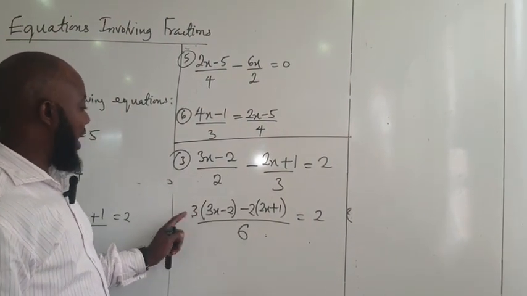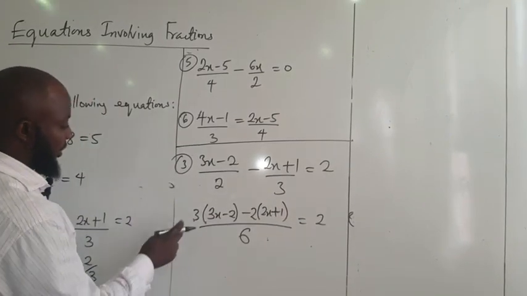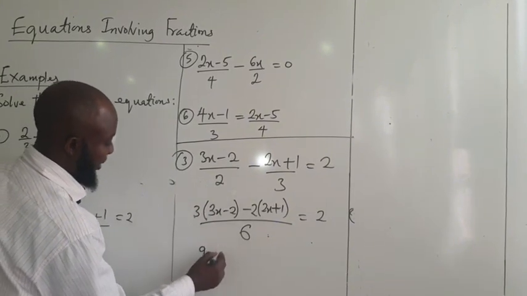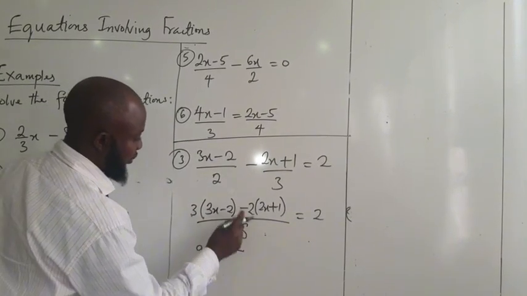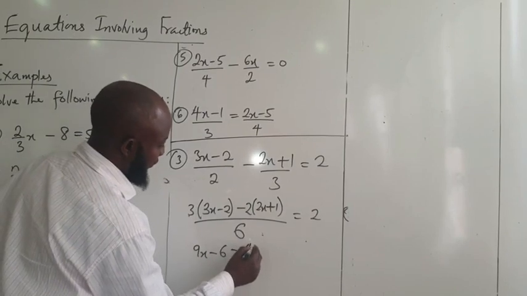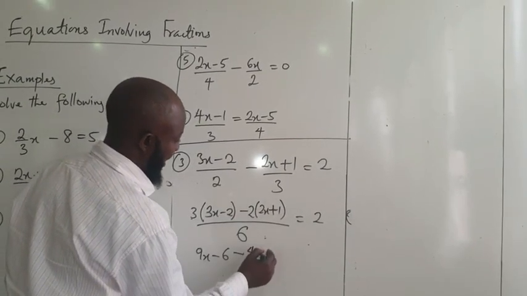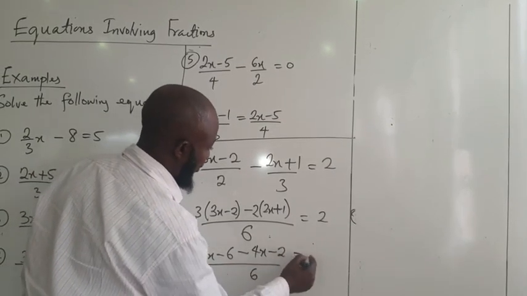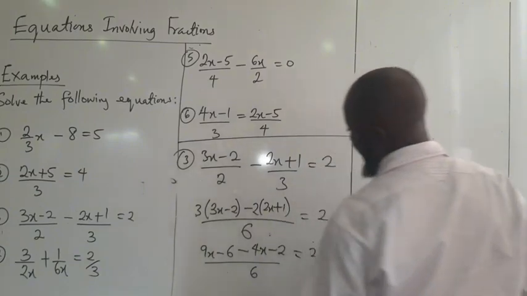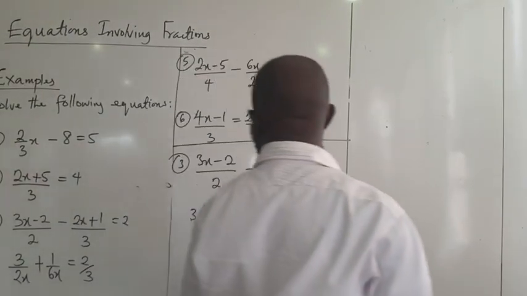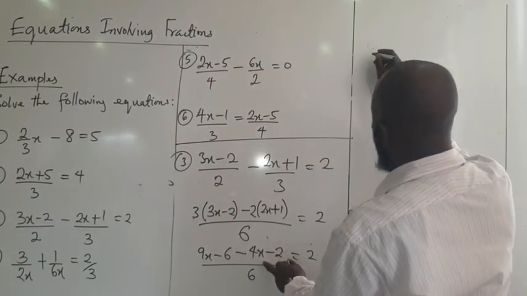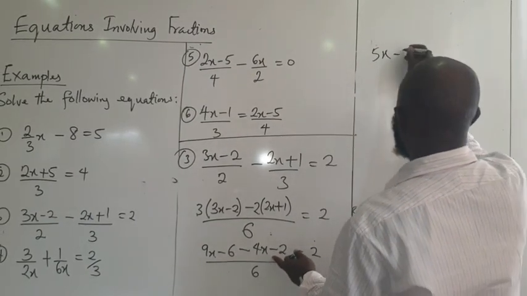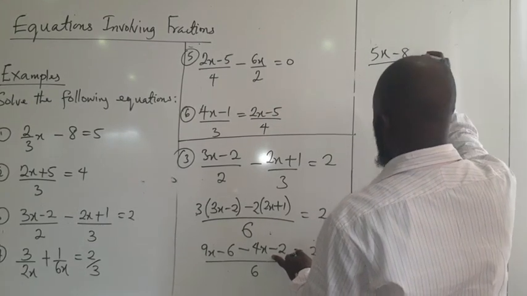The next thing is for us to now open these brackets. So we open it by saying 3 times 3x, that gives us 9x. 3 times minus 2, that gives us minus 6. Minus 2 times 2x, that is 4x. Minus 2 times plus 1, that gives us minus 2. Everything divided by 6 equals 2. So let's simplify this. We have 9x minus 4x, that gives us 5x. Minus 6 minus 2, that gives us minus 8. Divided by 6 equals 2.